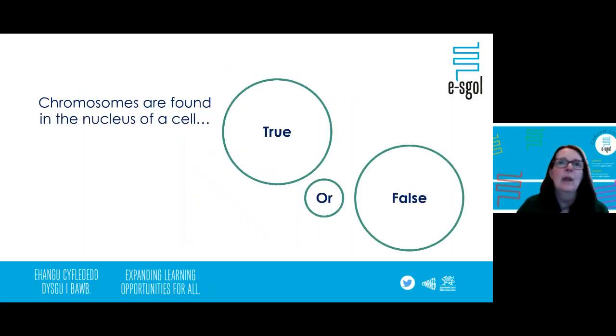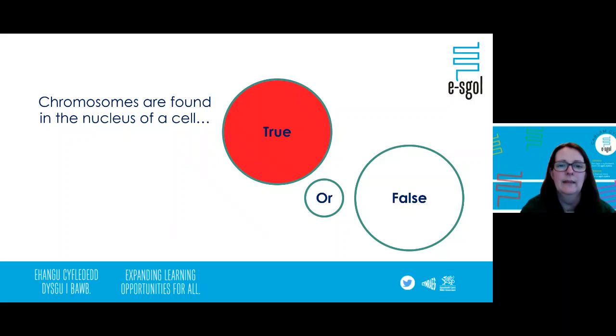Okay, some true or false then. So if you are watching this now, just play along and put T or F on your piece of paper. So chromosomes are found in the nucleus of the cell. So if you think that's true, write that down. If you think it's false, it is actually true.